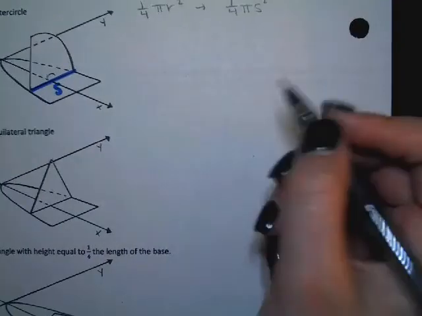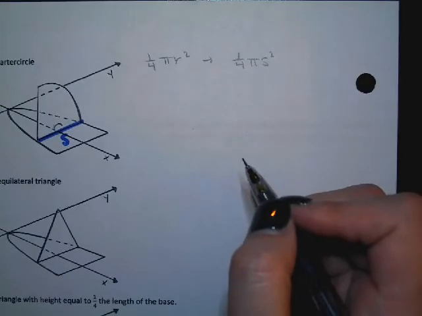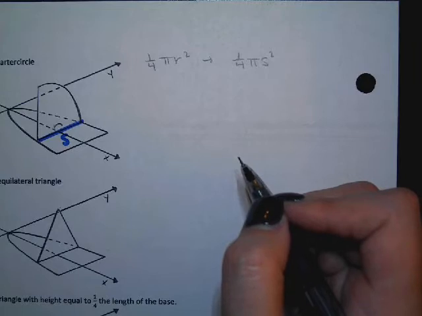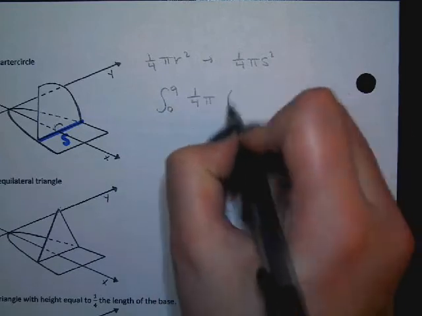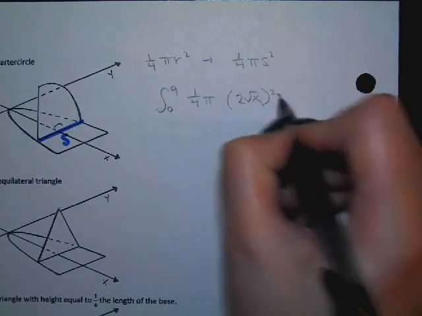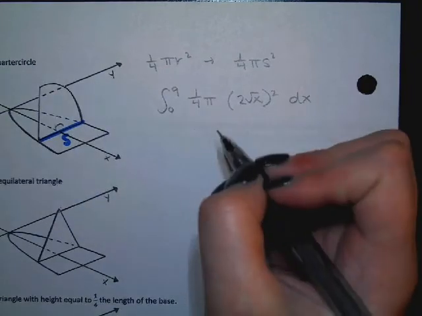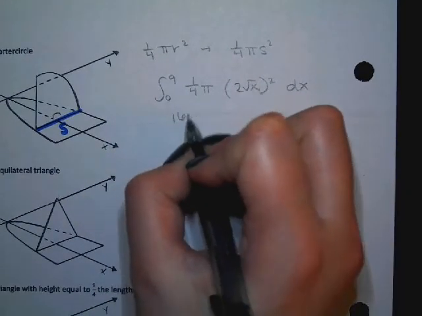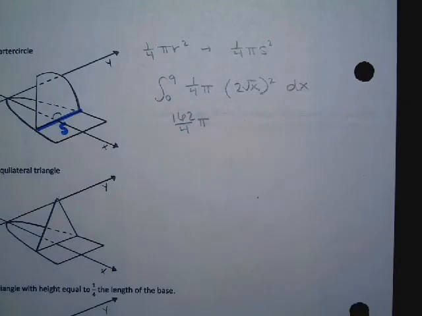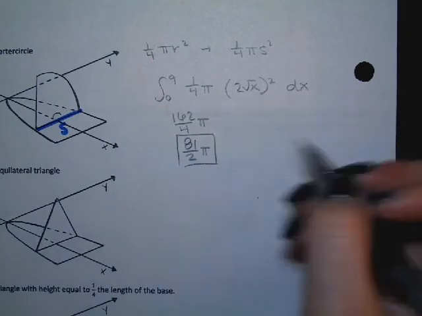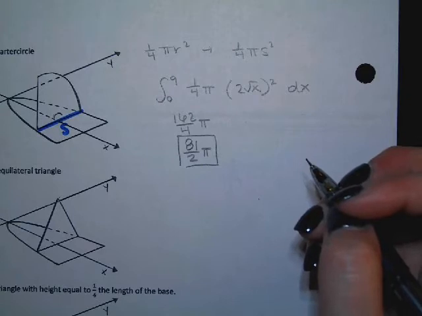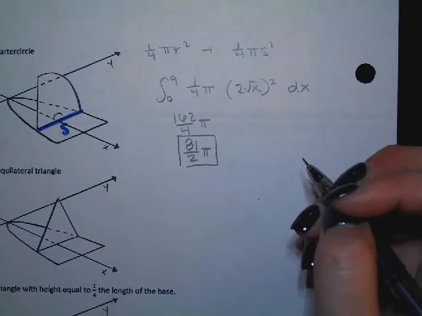So, if it's a semicircle, wouldn't there be two radiuses on it? Yes. There's a full diameter there. Okay, so we've got from 0 to 9, 1/4 pi (2 root x) squared dx. And then just like I did before, we can say 162/4 pi, 162 or 81 over 2. Well, 81/2 pi, because we went from 1/8 to 1/4, which means that we multiplied it by 2. Yeah, we just doubled the volume.